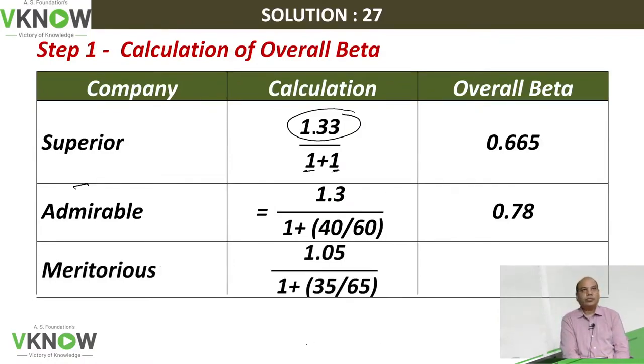Meritorious. 0.78 is right. Very good. Meritorious: 1.05 divided by 1 plus in bracket 35 debt, 65 equity. Debt equity ratio 35/65.